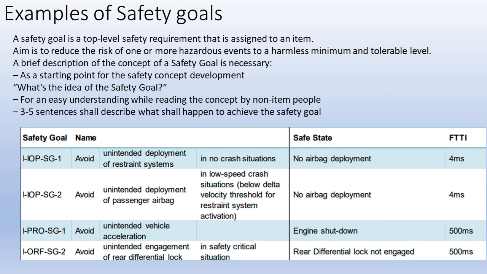Alright, another safety goal is to prevent unintended vehicle acceleration. In one of the previous videos I mentioned how a vehicle accelerated by itself, which led to the fatality of all the 4 occupants. Another safety goal is to prevent unintended engagement of the rear differential lock in a safety critical situation. If the differential lock automatically gets engaged, then there is a big problem when the driver is trying to turn the vehicle at any junction. So all these are various safety goals which need to be addressed.